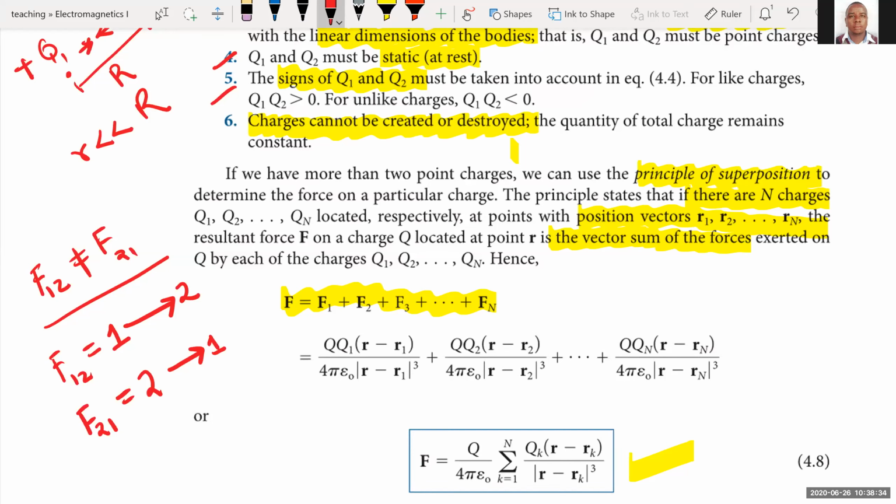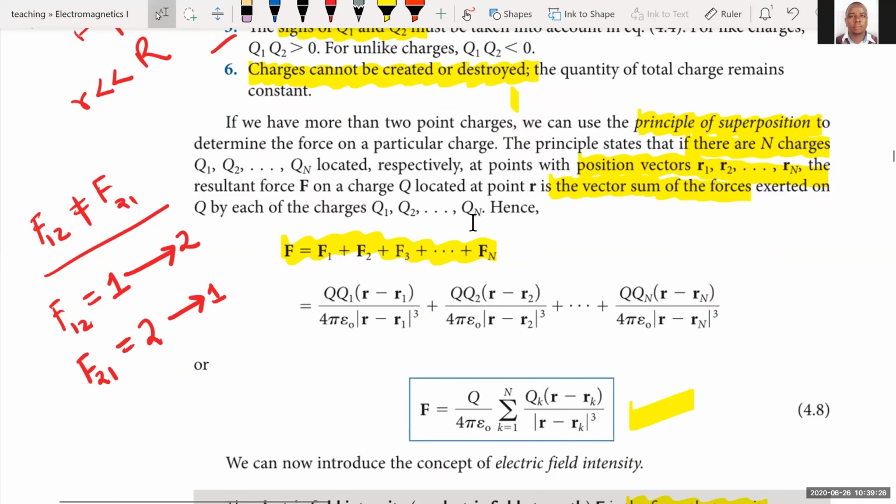Now, let's talk about the principle of superposition, which says that if you have more than two charges, then to determine the force on a particular charge, we apply the principle of superposition. It states that if there are n charges, Q1, Q2, all the way to Qn, located respectively at position vectors R1, R2, R3, all the way to Rn, the resultant force on charge Q located at point R is the vector sum of the forces exerted on Q by each of the charges Q1, Q2, up to Qn.